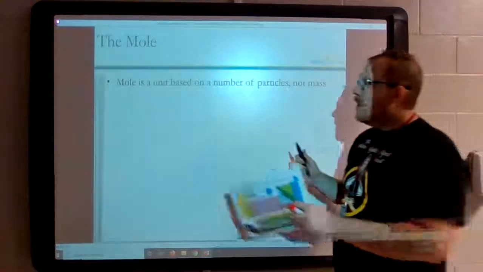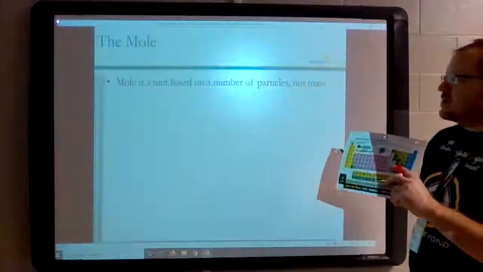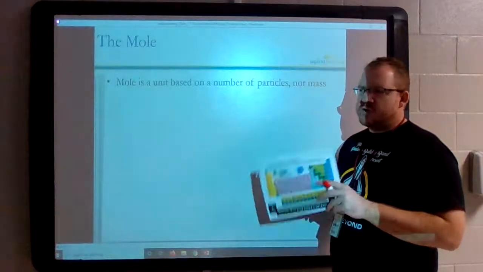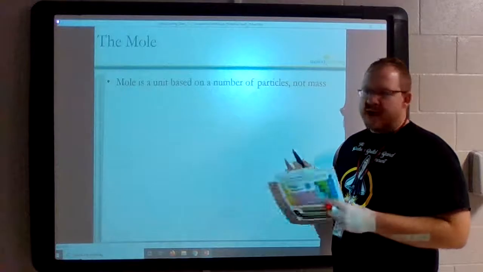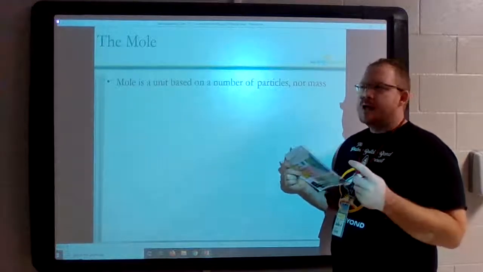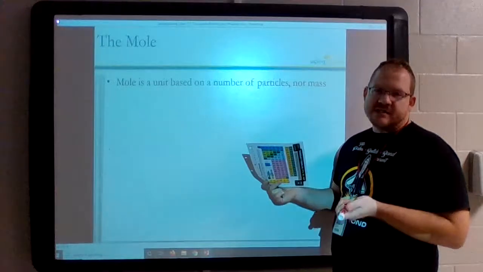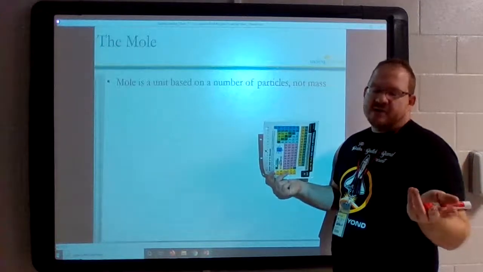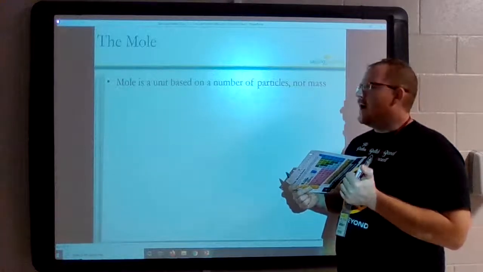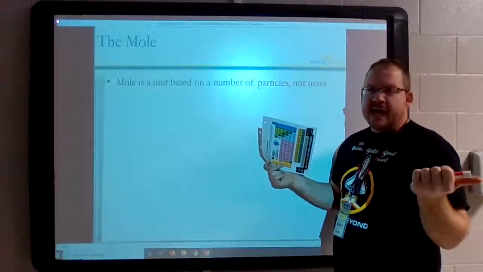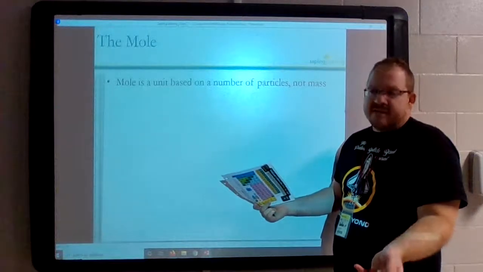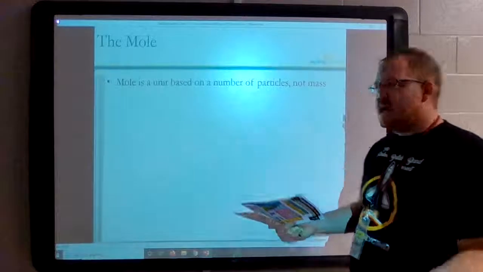Now, a mole is a unit based on a number of particles, not mass. So mole does not tell you how heavy something is. Mole tells you how many of something you have. So for instance, if we relate this back to a dozen, if I have a dozen roses, that just tells me I have 12 roses. It doesn't tell me how heavy the thing is. I can also have a dozen bricks, and the bricks are going to weigh a lot more than the roses are. I still have the same number of them, but when I'm weighing different things, I should have different weights.